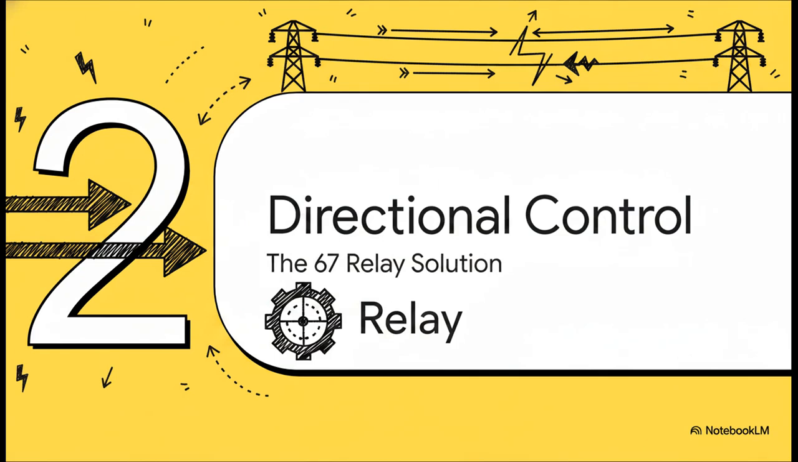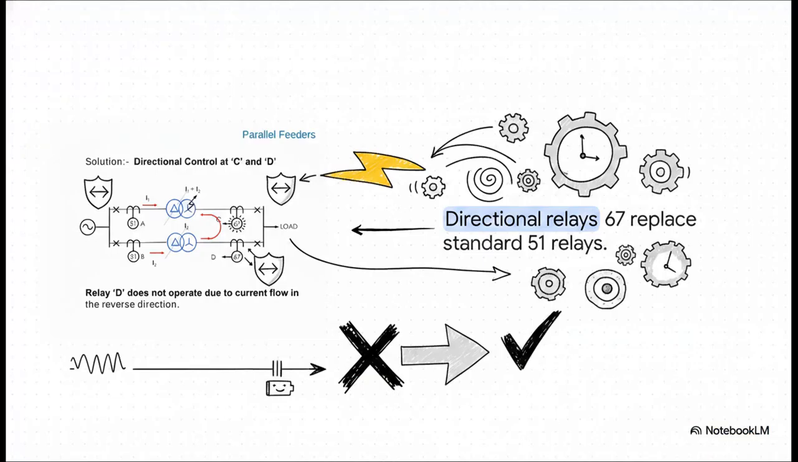Part 2, the directional control solution. To fix this, we swap out the standard overcurrent relays with directional relays, often denoted by the number 67, at those crucial locations near the load. Now, the bottom relay is specifically designed to only operate for current flowing toward the source. Because the fault current is flowing backward, the top relay trips, isolating the fault. But that bottom relay? It simply ignores the reverse current flow. The bottom feeder stays online, and the load keeps getting power. It's a beautifully elegant, localized fix to a huge systemic problem.